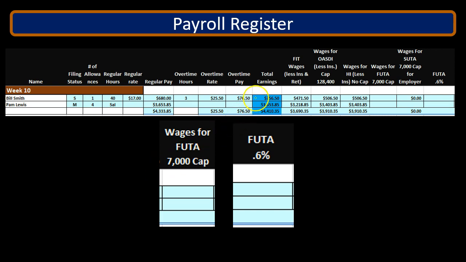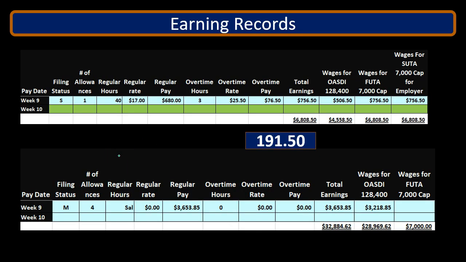Now, if we look at these two wages, we can see $756 and $3,653 for this current time period. We can't tell from those numbers whether or not they've hit the cap, though, because we're in week 10. And we need to know cumulative wages, not just for this time period for this test of the cap. So to do that, we'd have to go to the earnings records.